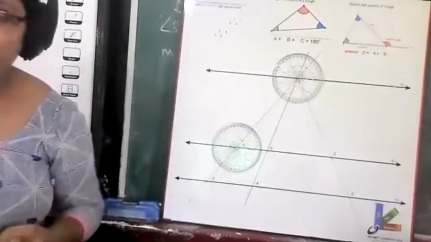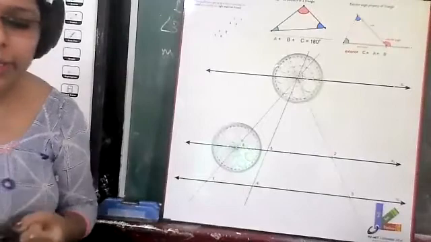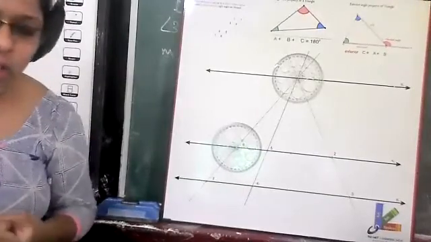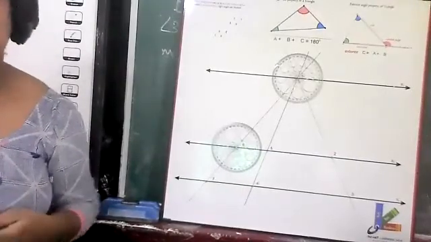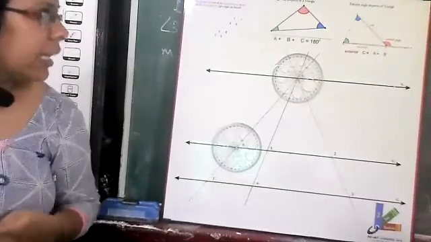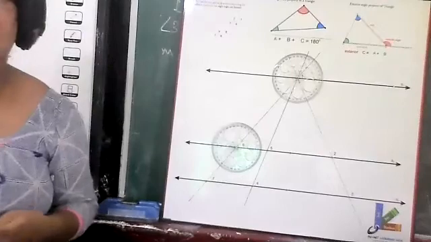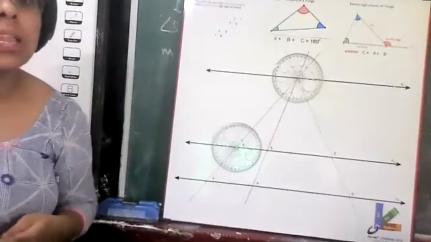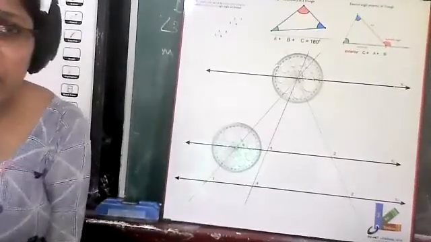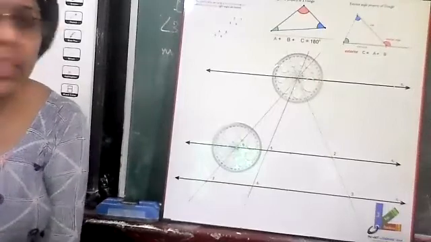First is corresponding angles. Second is alternate interior angles. Third is alternate exterior angles. And the fourth and the last one is interior angle on the same side of the transversal. So let us prove practically that when two parallel lines are intersected by a transversal, their corresponding angles are equal.